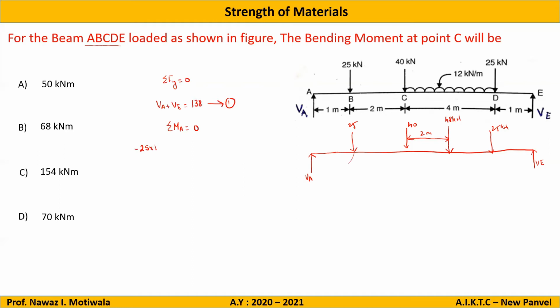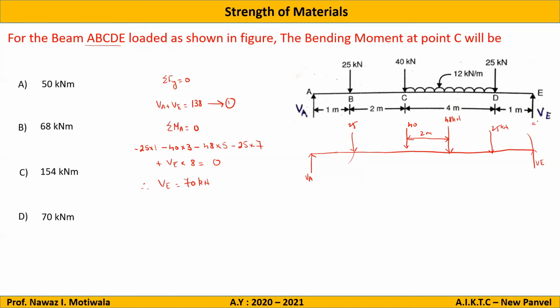Let this be the equation. Taking moments about A, clockwise is minus: minus 25 into distance 1, then minus 40 into distance 3, then minus 48 into distance from point A, which is 2 plus 1 plus 2, that is 5, so multiplied by 5. Then again minus 25 into distance from A, 3 plus 4, that is 7. Plus, because VE is making an anti-clockwise movement, plus VE multiplied by 8, and this should be equal to 0. On solving this, I will get VE as 70 kilonewton.